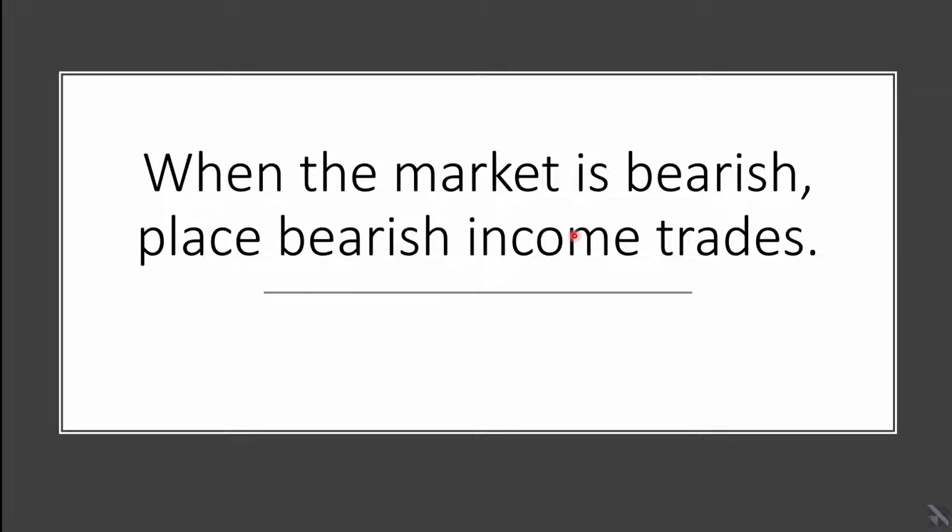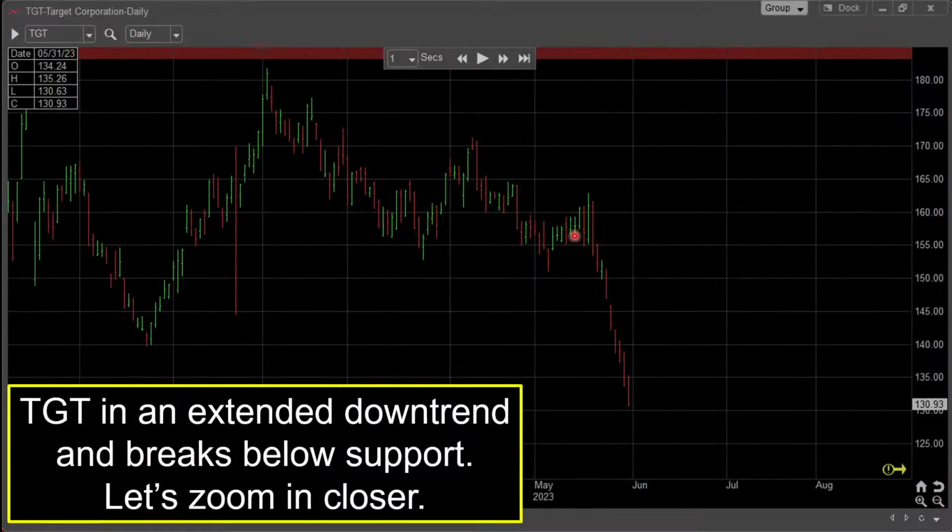Now, when the market's bearish, we're going to place bearish income trades. Okay? Target is an example of this from last year. Target had some news events come out. They just really performed poorly last year. This is early summer. Target was in an extended downtrend, just broke below a previous level of support.